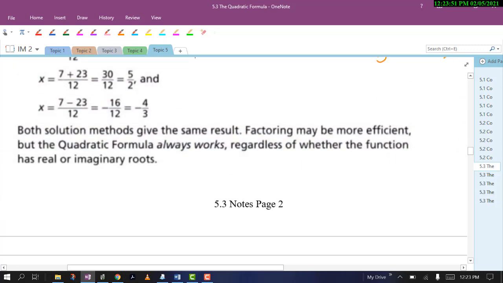So both solution methods give the same result. I hope they give us the same zeros. Factoring may be more efficient, if you remember it, but the quadratic formula always works, regardless of whether the function has real or imaginary roots. And you can have ridiculous numbers as a, b, and c, and you don't have to do diamond problems. You don't have to do a whole lot with that. So if there's some bigger numbers, use the quadratic formula.